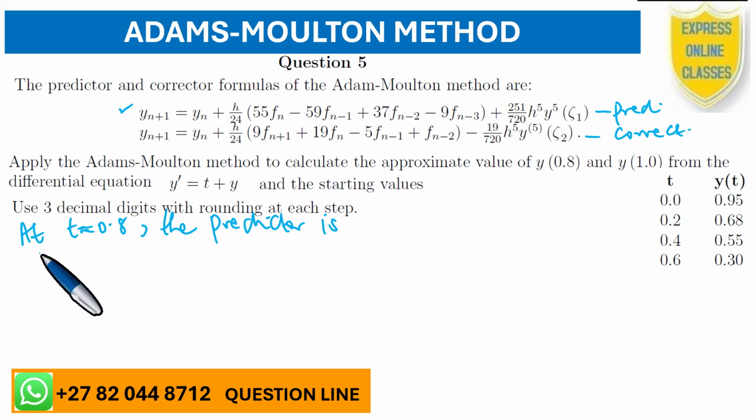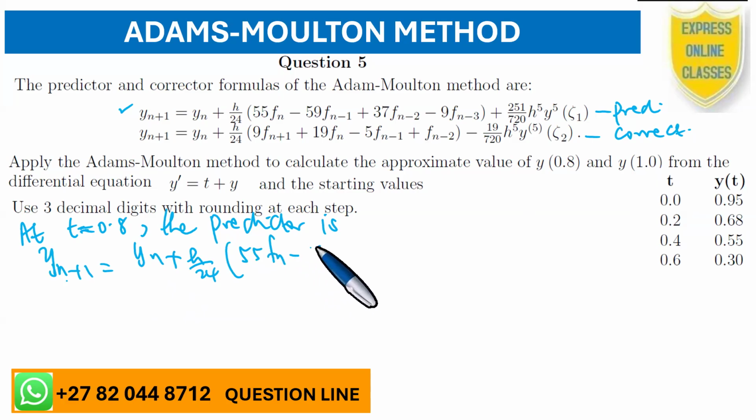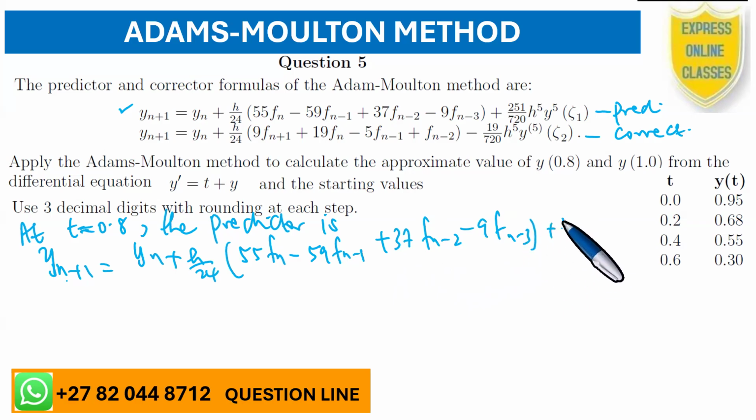So to practice, because we are practicing here, the predictor is y n plus 1, which is y n plus h on 24, 55 f n, minus 59 f n minus 1, plus 37 f n minus 2, minus 9 f n minus 3, and so on, with 720 in the corrector.